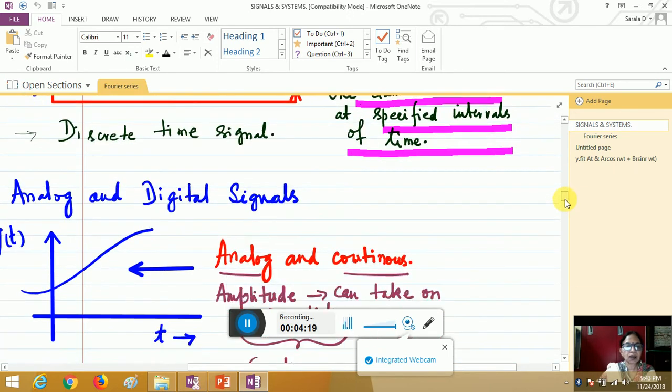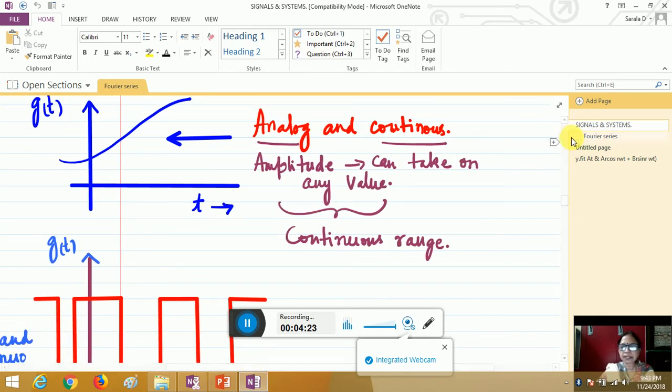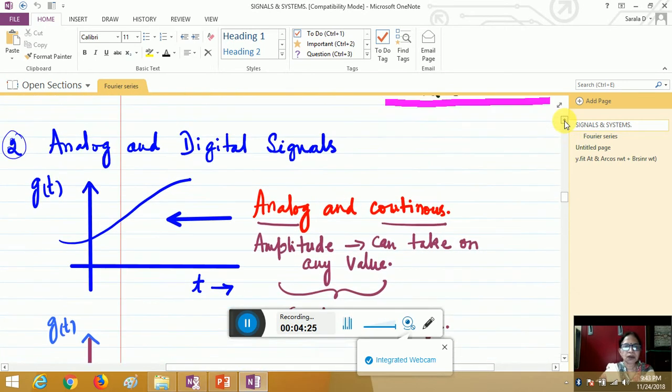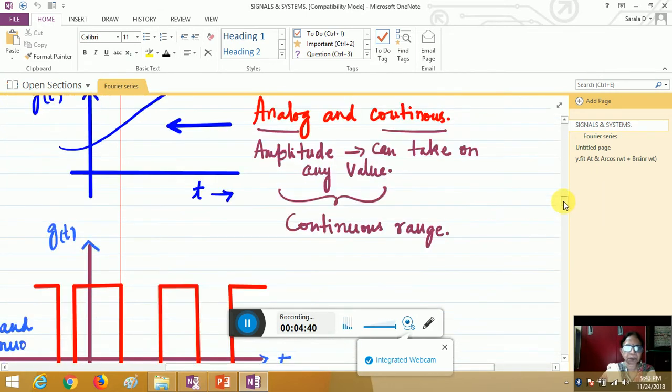Next you have analog and digital signals. What are analog and digital signals? In an analog signal, the amplitude can take on any value. As you can see, as time progresses from the negative to the positive axis, it can take any value. It is a variable parameter. The amplitude is varying over a continuous range. Therefore, it is analog, and also it is continuous.